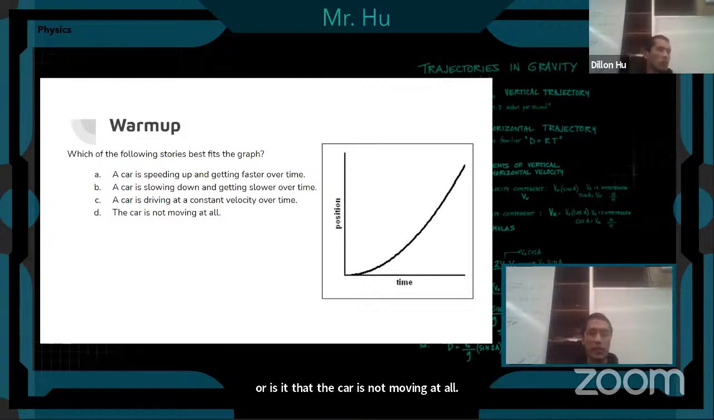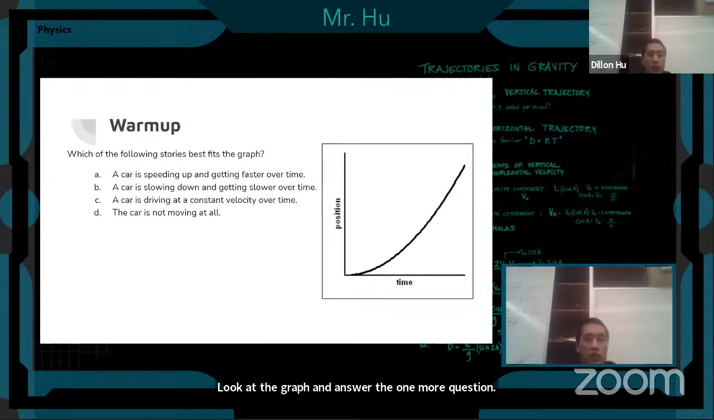Interesting. We currently have about 16 people, and 9 people have responded to the warm-up question, so we are currently missing 7 more. For those of you just joining us, please look at the graph and answer the warm-up question. Which of the following stories best fits this graph?